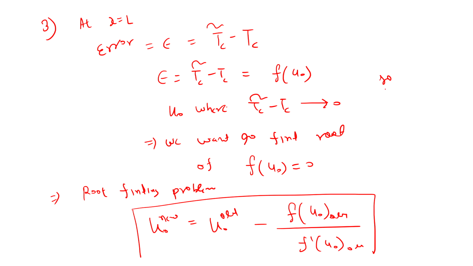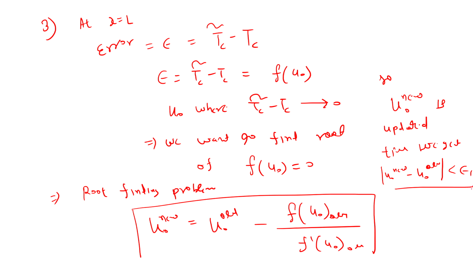So u new is updated till we get u naught new minus u naught old less than epsilon 1. So based on this Newton Raphson, we will try to compute the new value of u naught.